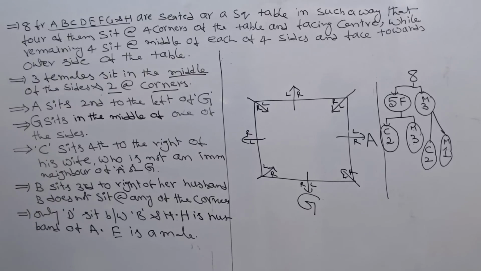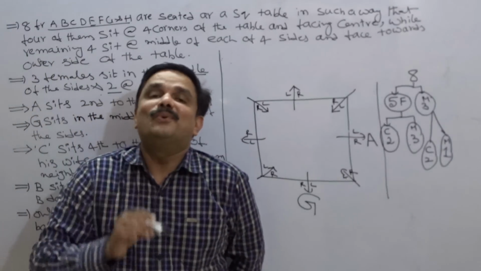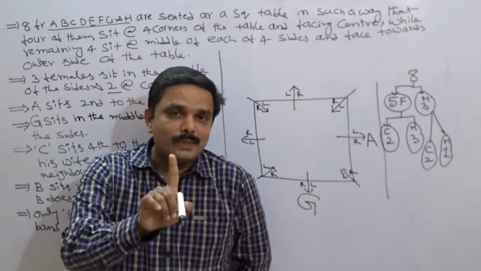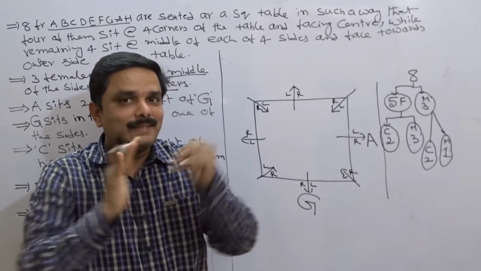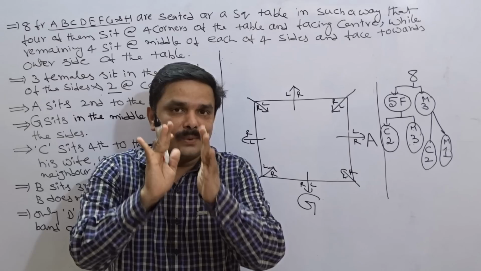C sits fourth to the right of his wife, who is not an immediate neighbor of A or G. Now, how to go for this one? See, don't take the information as it is in a bulk way. Now here you need to search for a shortcut. I am giving you a technique here.